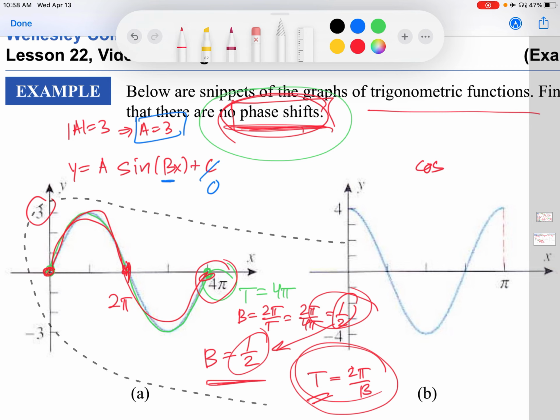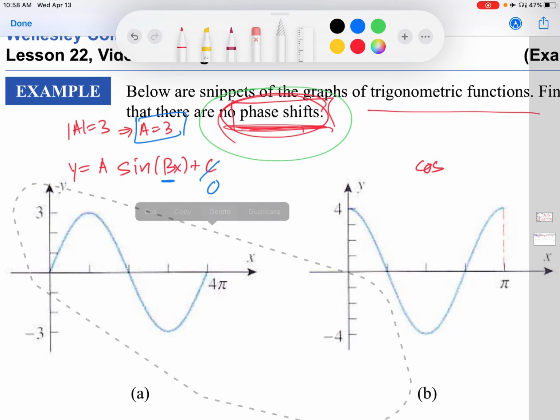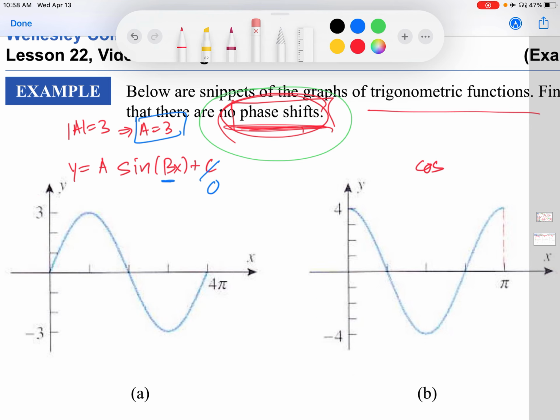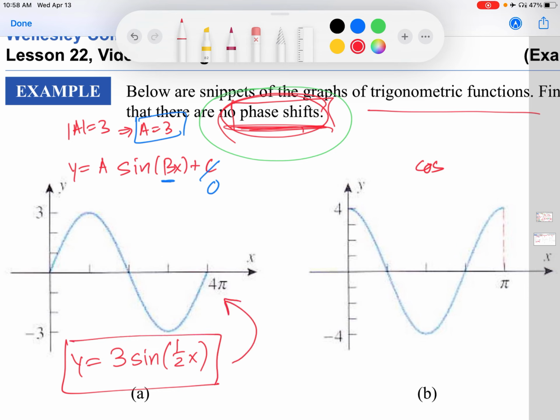All right, so we have all the information we need for this graph. We can finally write down its equation. It is 3 sine of 1/2 x plus 0. So I won't write that down. So that's the equation that generates this graph.